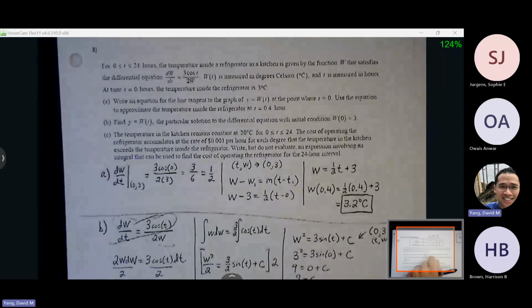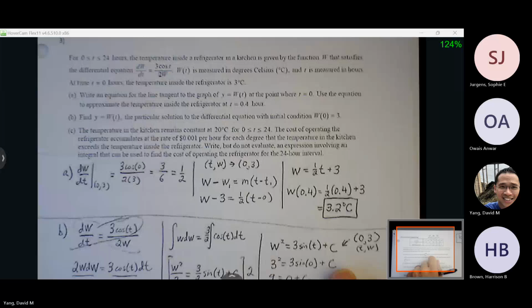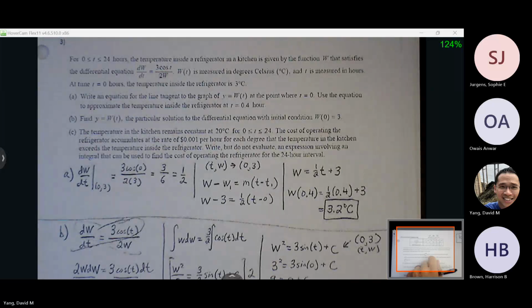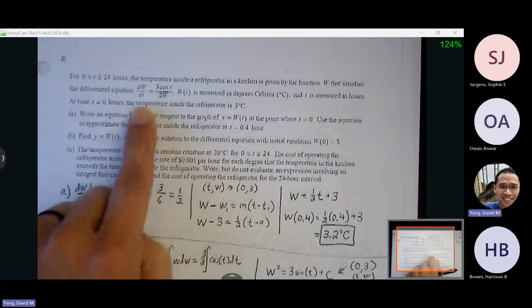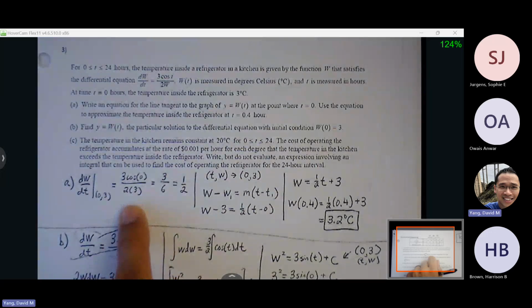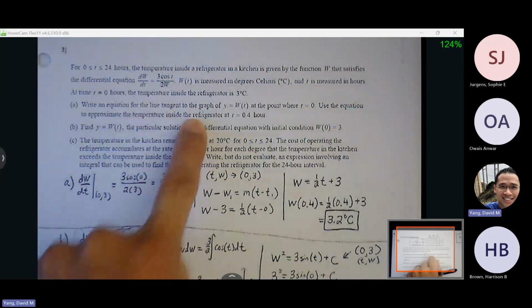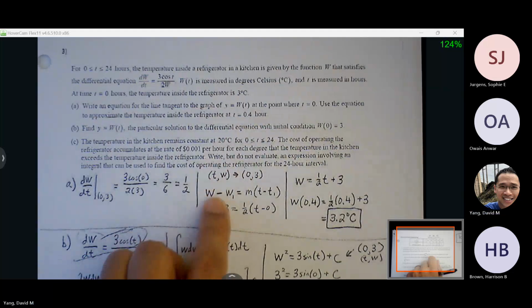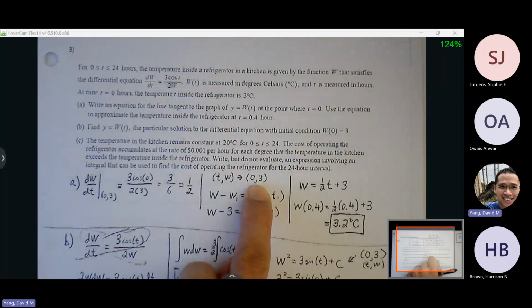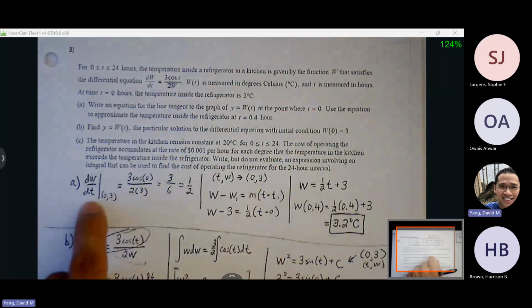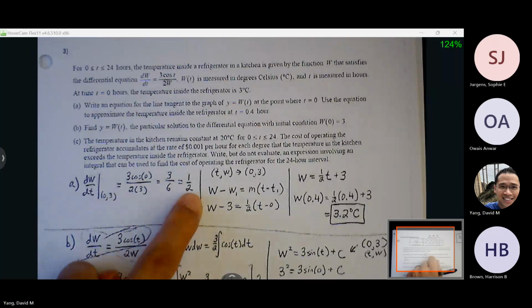Okay, number 3. Solving differential equations here. So we know part A, write an equation with tangent lines. So we have the ordered pair as (0, 3), (t, w). And then our slope is plugging (0, 3) into dw/dt, getting 1/2.